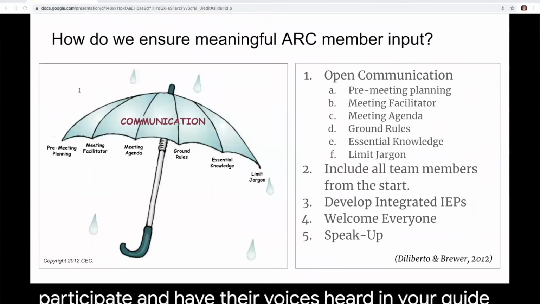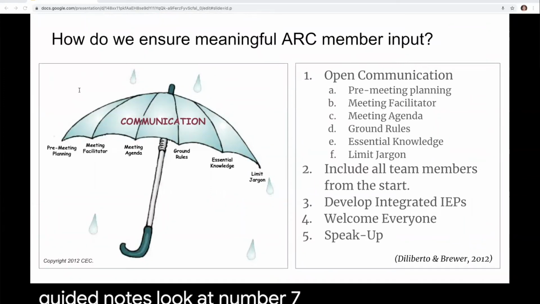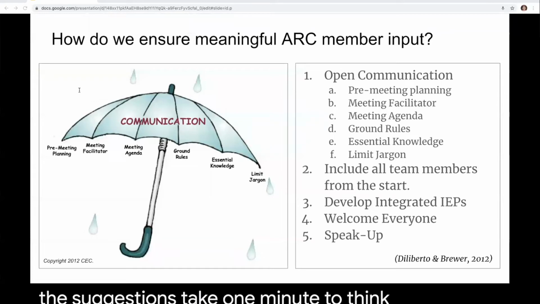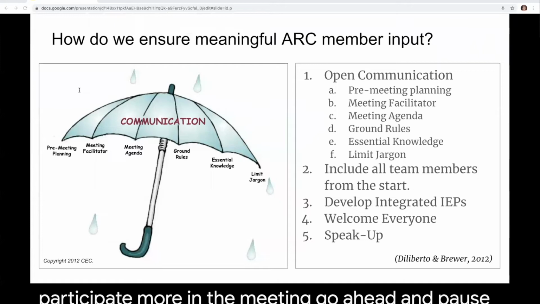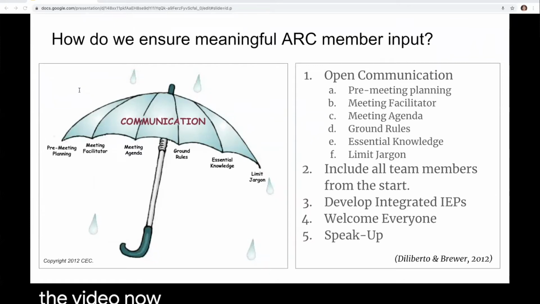In your guided notes, look at number 7. How do we ensure meaningful ARC input? After reading the explanation of the suggestions, take 1 minute to think and reflect on a time in which you were in an IEP meeting and didn't feel heard. Then, using the list, tell how one of these strategies may have encouraged you to participate more in the meeting. Go ahead and pause the video now and complete the activity.